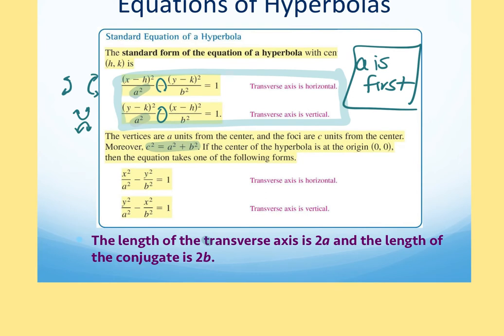And this is still the same. Transverse axis, which is the same as our major axis, is 2A. Conjugate axis, which is the same as our minor axis, is 2B.